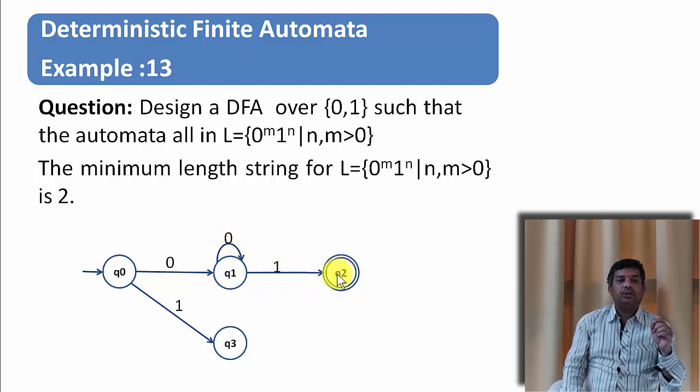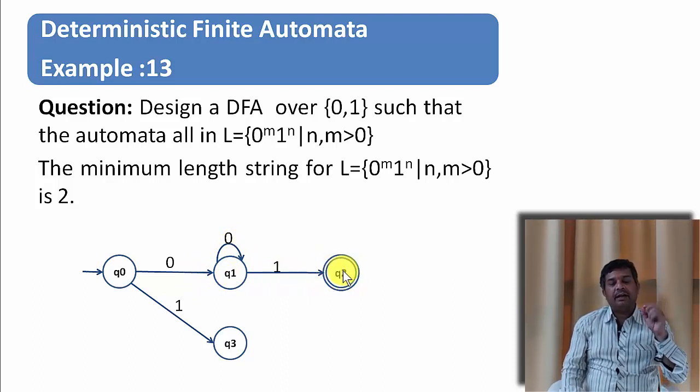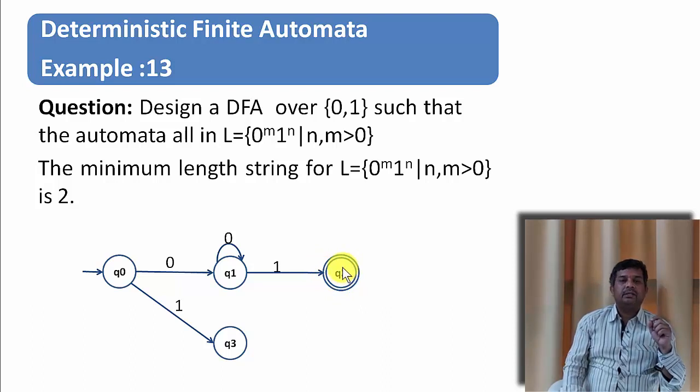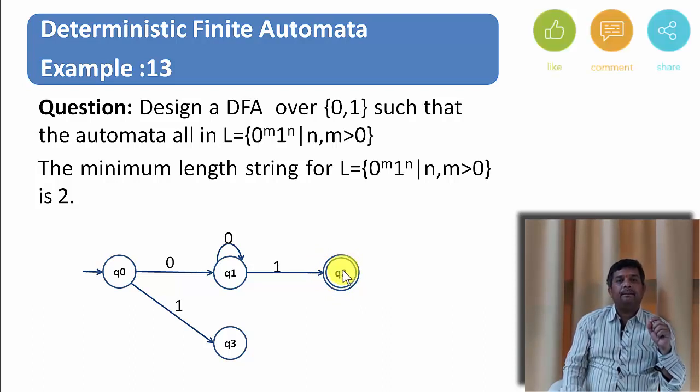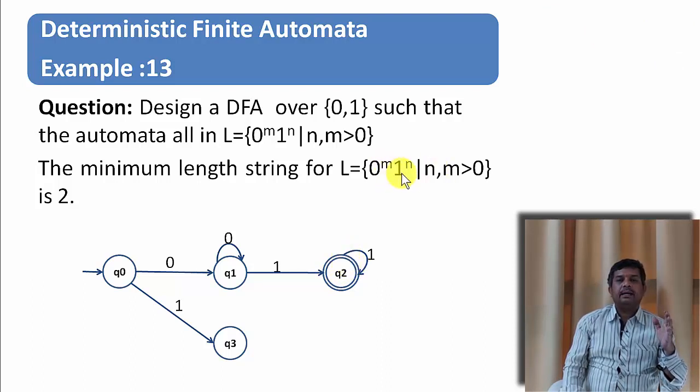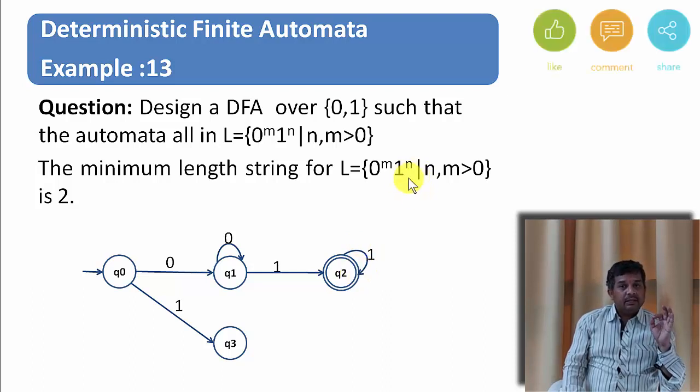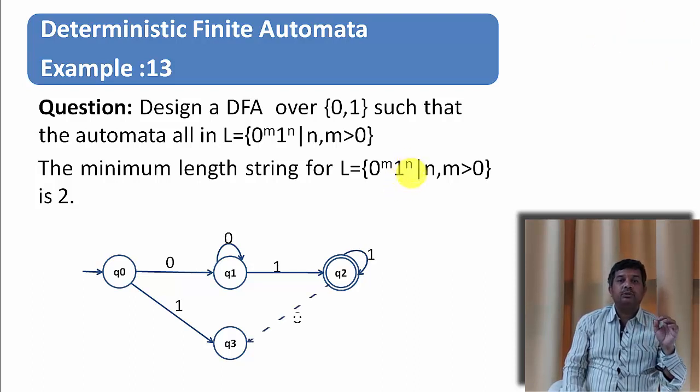Let us see about Q2. On Q2 we have to define 0 and 1 input symbols. If any number of 1 appears, that is also welcome, no issue, because n is supposed to be greater than 0. So after the first 1, any number of 1, we don't have any problem. So we can put a self loop here. If any 0 appears after this last 1, it should not go to the final state, so it should go to the dead state. So on Q2 also we have defined 0 and 1.